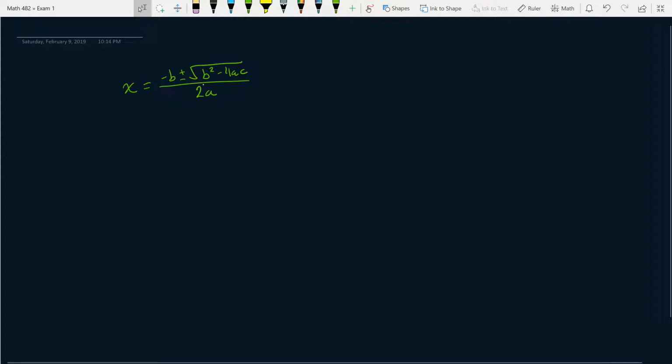Okay, now this kind of starts by solving the general equation of a polynomial, which is ax squared plus bx plus c is equal to 0, and we're just gonna try to solve this for x. That's the goal right here.